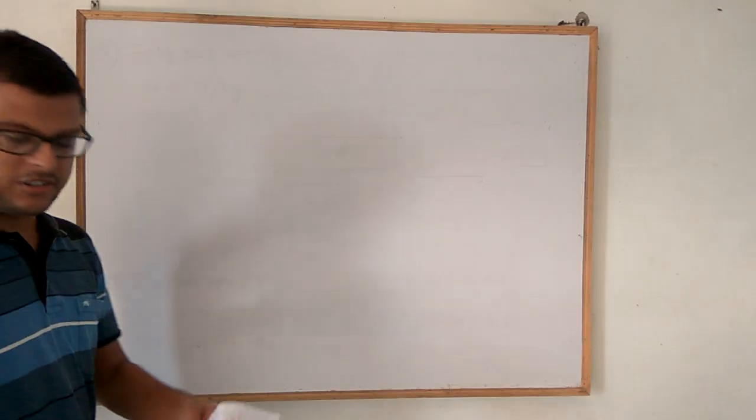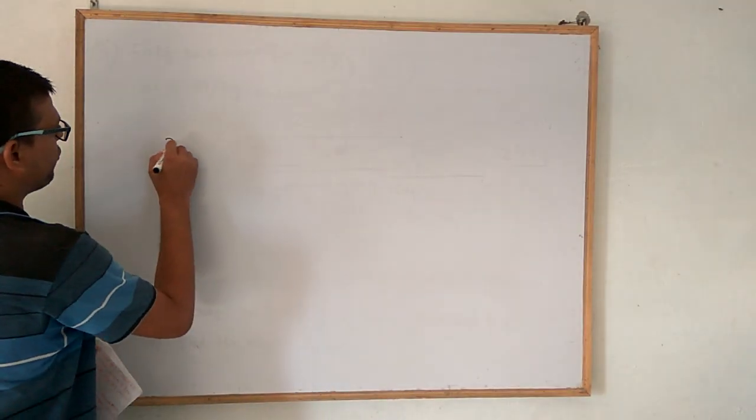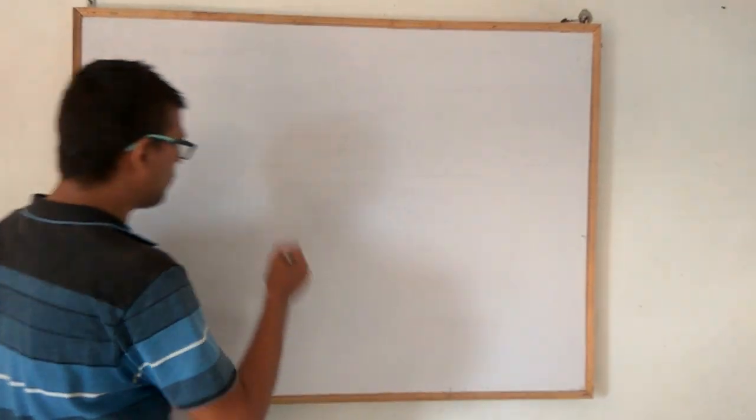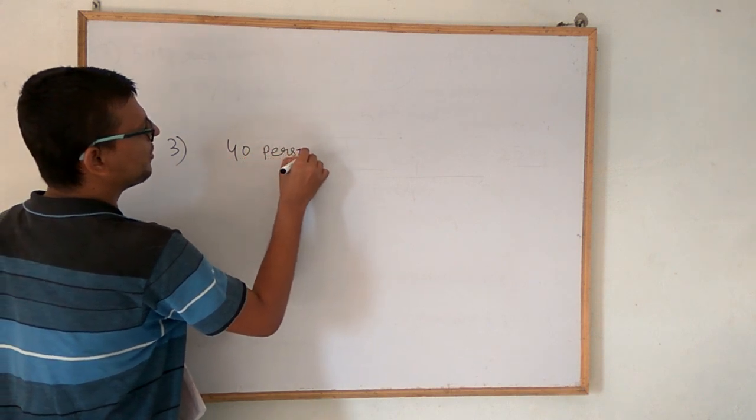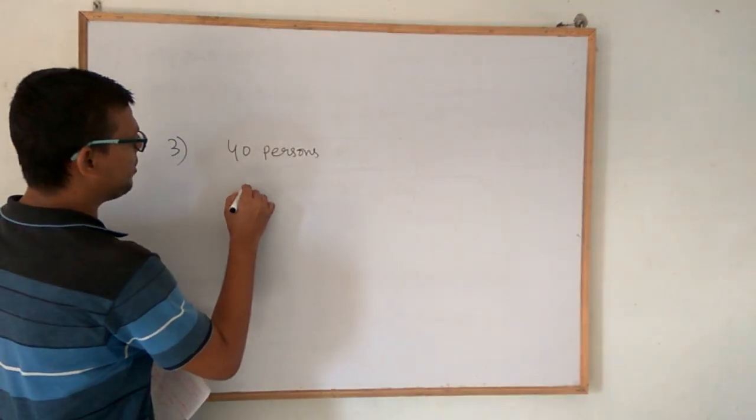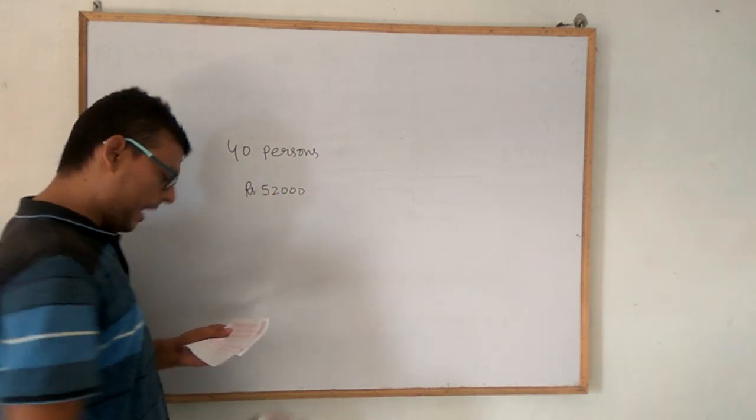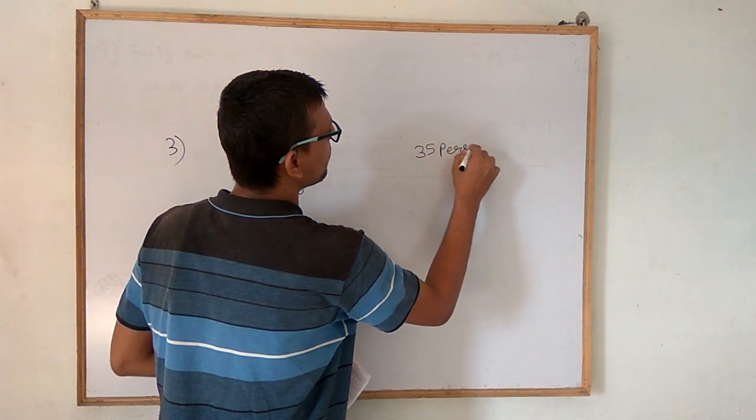The next question, question number 3, states that the average income of 40 persons is 52,000. Okay, we have 40 persons with us. Their average income is rupees 52,000, and another set of 35 persons.